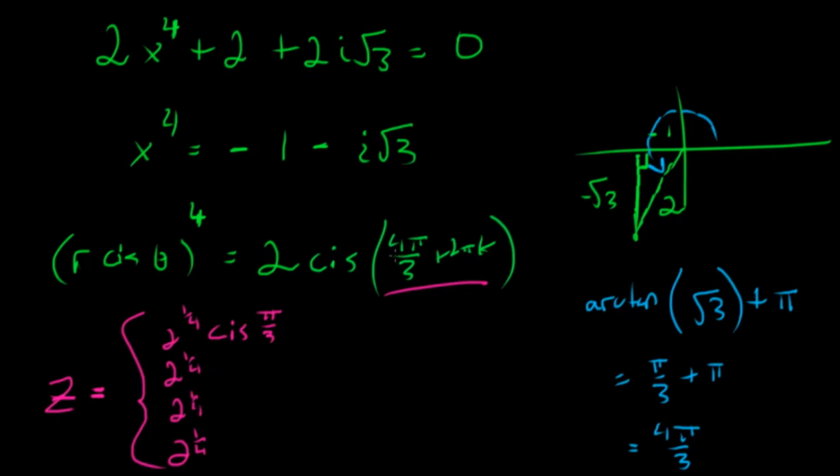The plus 2 pi over 4 k, the plus pi over 2 k, is going to give us the other ones. So we got cosine + i sine of pi over 3. The next one is going to be 5 pi over 6. Then we are going to get 4 pi over 3. And then our last and final answer is going to be 11 pi over 6. All right, and those are our 4 roots.